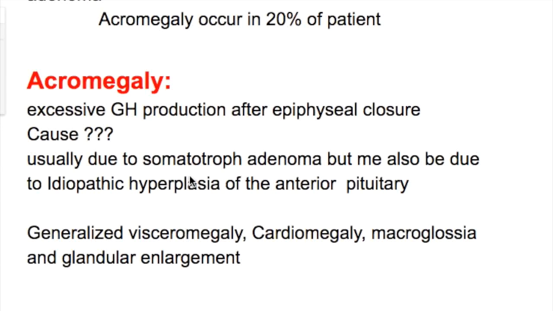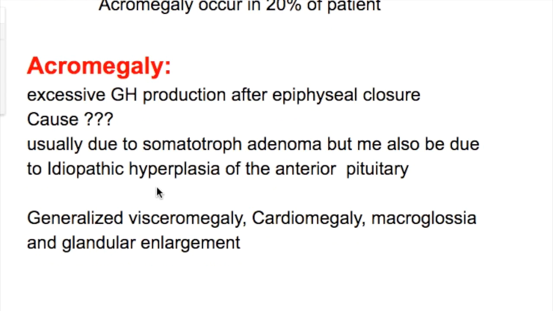Acromegaly. Acromegaly occurs due to excessive growth hormone production after epiphyseal closure. What are the causes of acromegaly? Usually it is due to somatotroph adenoma in the pituitary, but may also be due to idiopathic hyperplasia of the anterior pituitary. It may also be due to ectopic production of growth hormone.